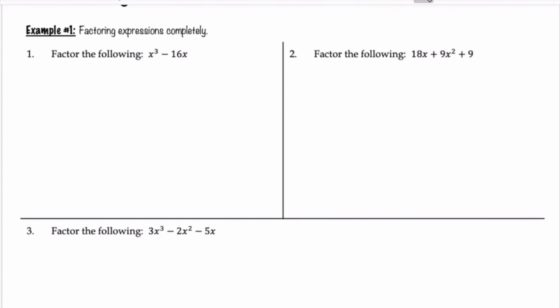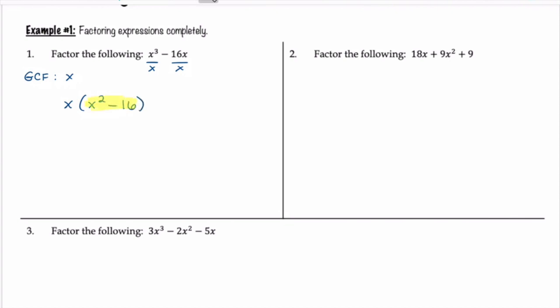The first thing I'm going to identify is, is there a GCF? In this case, yes, my GCF is x. They both share the x. When you identify that GCF, what you should be doing is dividing each of those by that GCF. So you would take that GCF out and you would be left with x squared minus 16. Now I am not done.